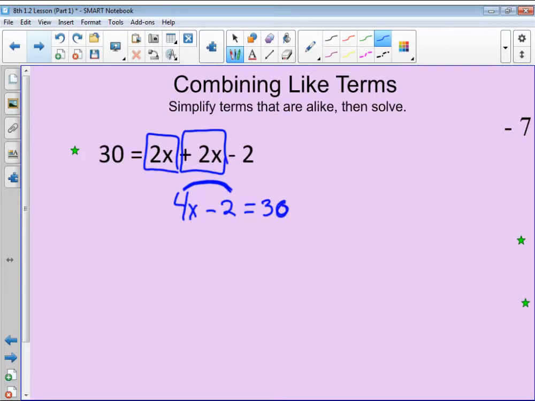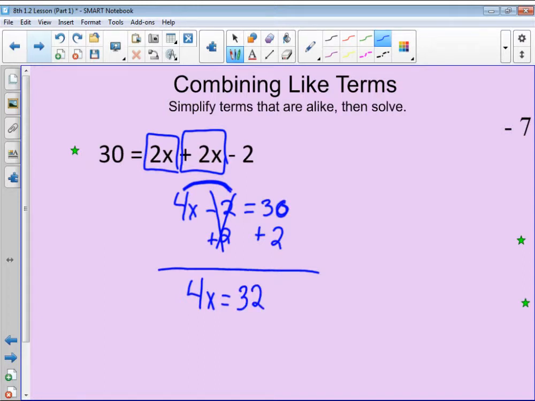We have to get rid of any non-variable. So right now it's minus 2, plus 2, plus 2. We have 4x left equals 30 plus 2 is 32.